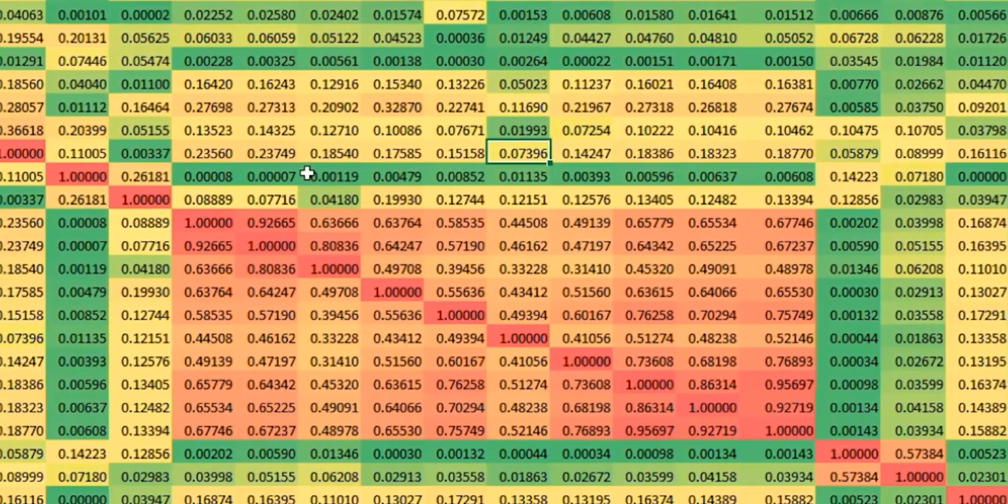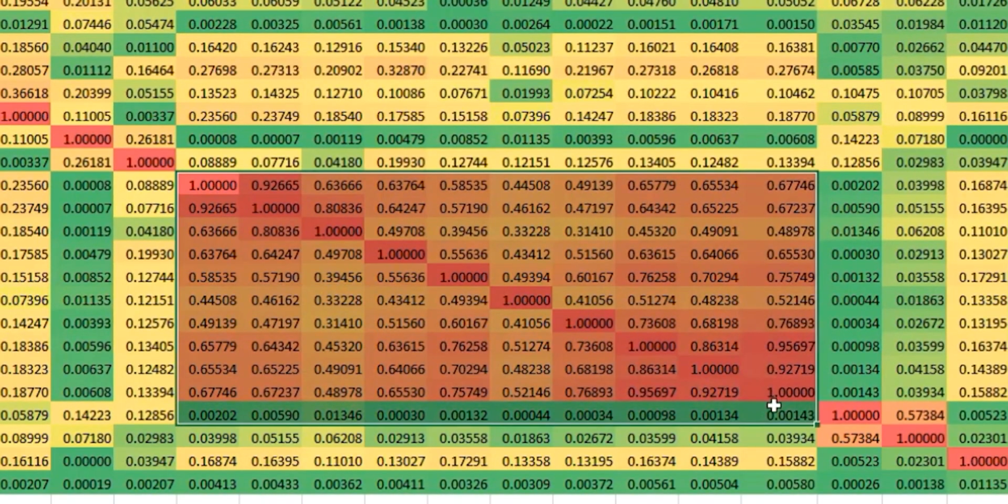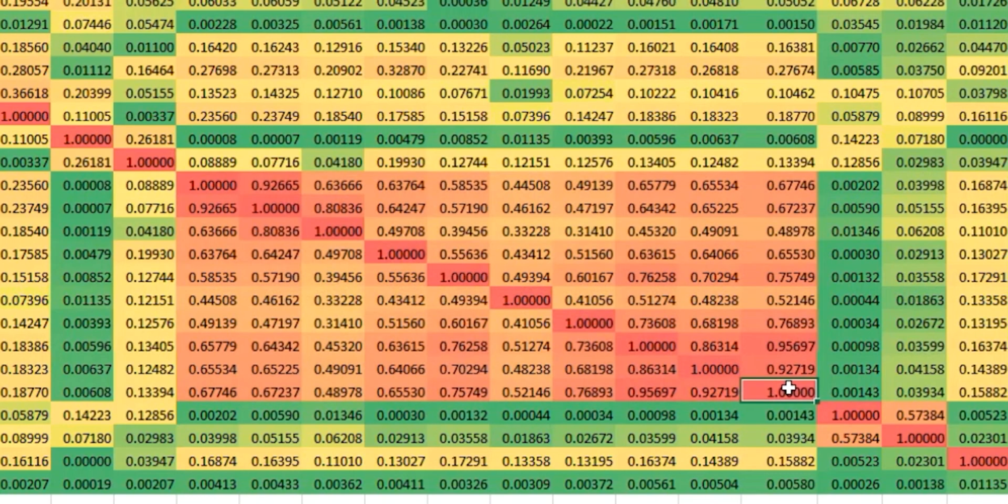But now let's move down to this section here. So this is showing what the correlation is between different stock indices within that asset class. And as you can see, this is a completely different story. Here, the majority of these are either red or pink, showing that there's extremely high correlation between these individual assets.